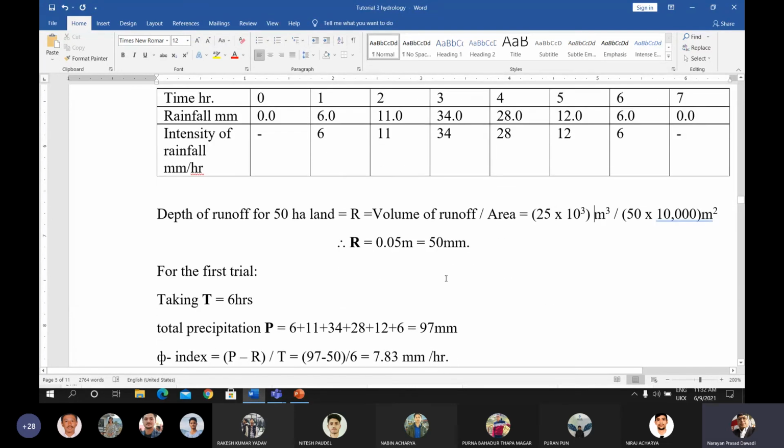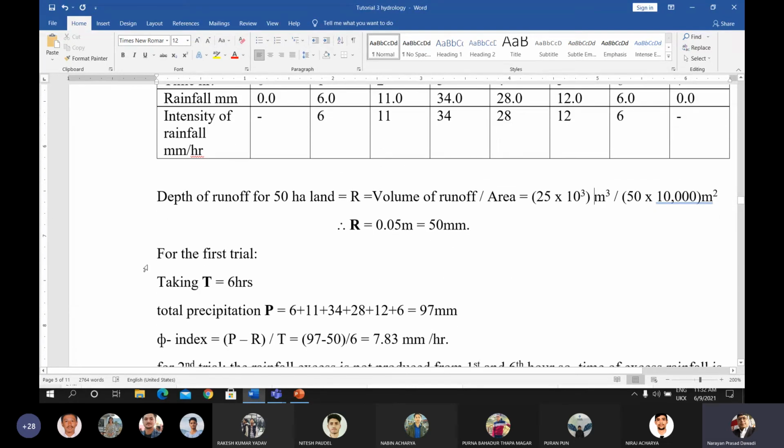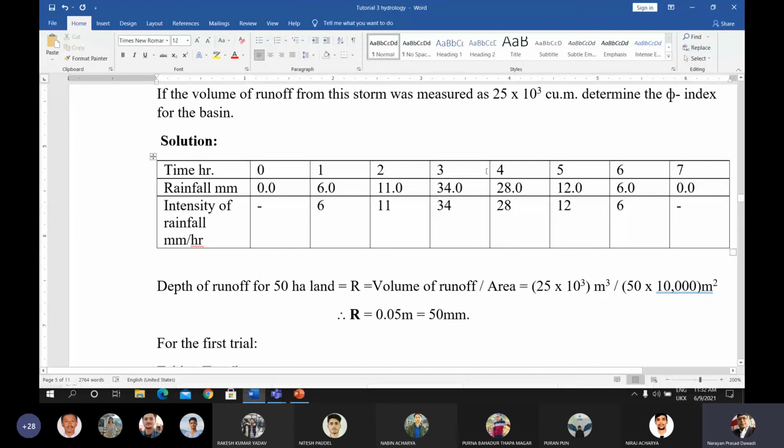Now consider the first trial. For the first trial, take the total time as 1 hour, 2, 3, 4, 5, 6 hours. The last hour does not produce runoff, and the 7th hour has rainfall of 0 mm, so it does not produce runoff. That's why I am considering the total time of rainfall as 6 hours.